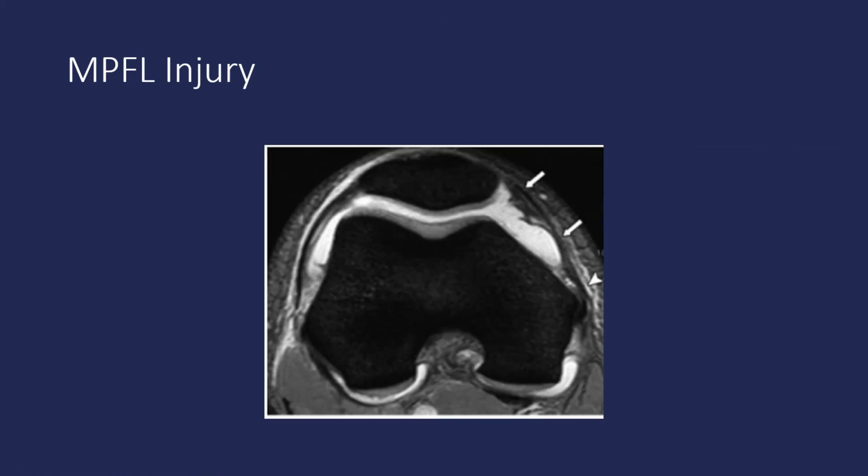This is a T2 axial MRI of a 27-year-old male patient with an uninjured MPFL and medial retinaculum. The white arrows show a continuous depiction of the ligamentous fibers as they traverse to attach at the adductor tubercle, represented by the white arrowhead.